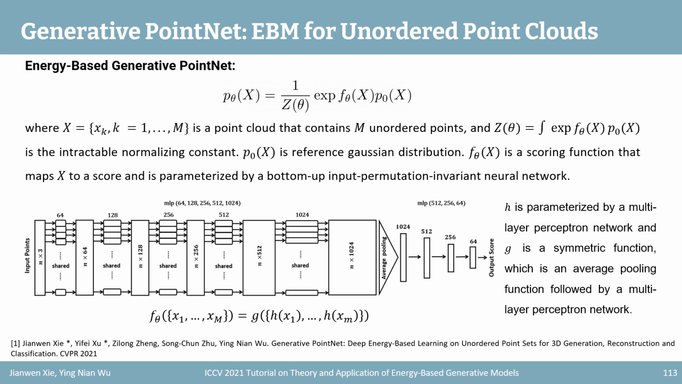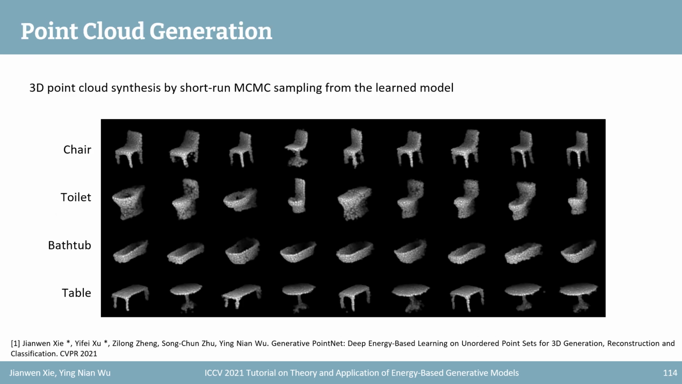The MLE training of the model follows the analysis by synthesis scheme. The input permutation invariant bottom-up network F first takes all unordered points as input, encodes each point into features by a multi-layer perceptron (MLP), and then aggregates all point features to a global feature by average pooling, and eventually outputs a scalar by another MLP. This figure shows some 3D point cloud synthesis generated by the learned energy-based model by short-run MCMC.